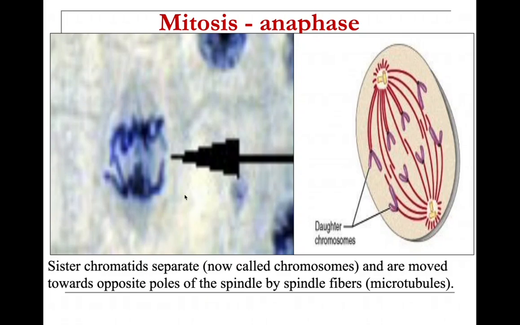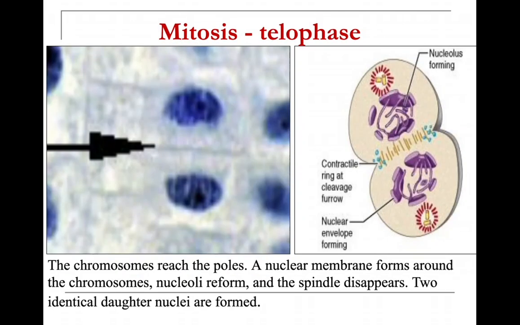So in anaphase, the sister chromatids are going to separate. So now they are chromosomes. They're going to move towards the opposite poles of the spindle. They're going to be pulled by the spindle fibers, which are microtubules. So in telophase, those chromosomes reach the poles. You're going to start to make a new nuclear membrane around those chromosomes. The nucleoli are going to reform and the spindle disappears. And what you have are two daughter nuclei.